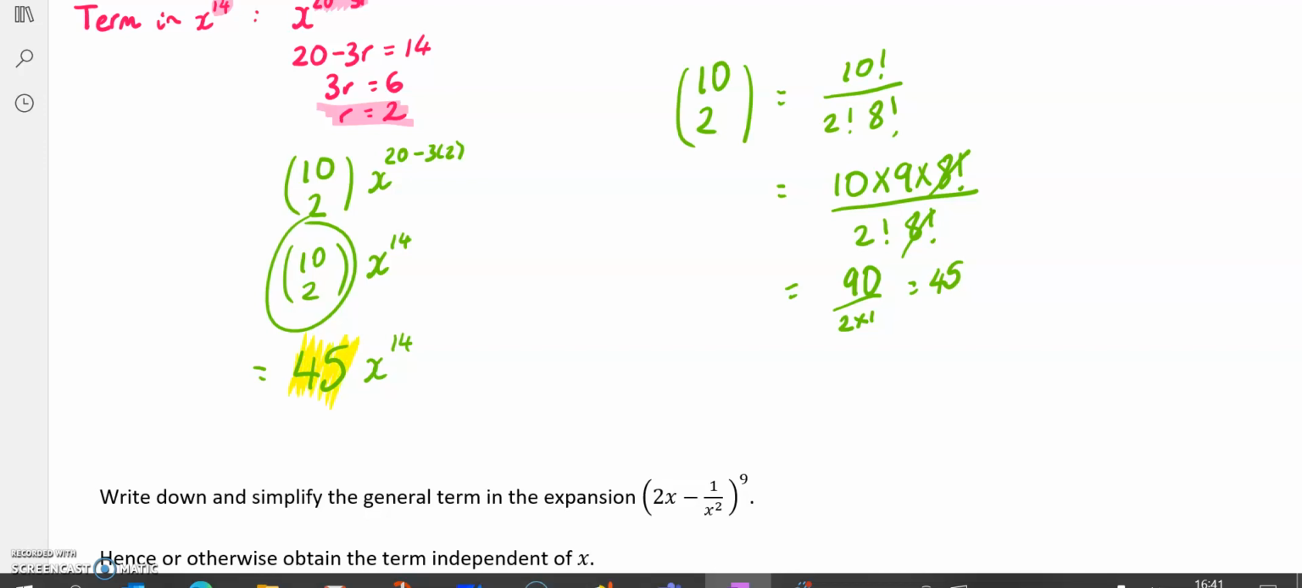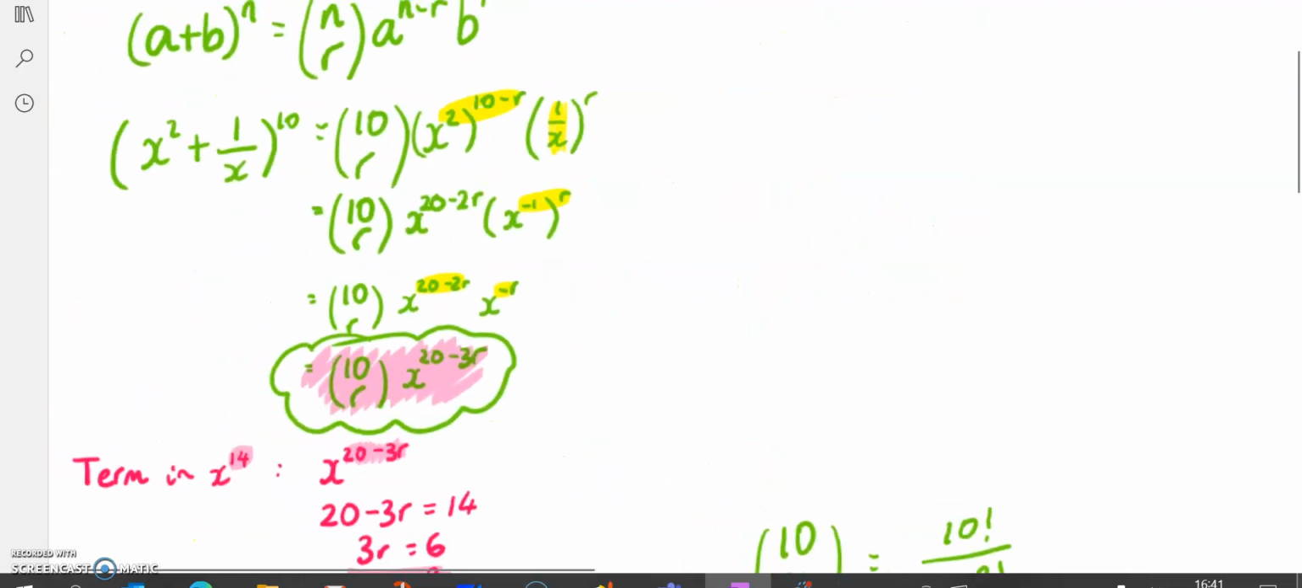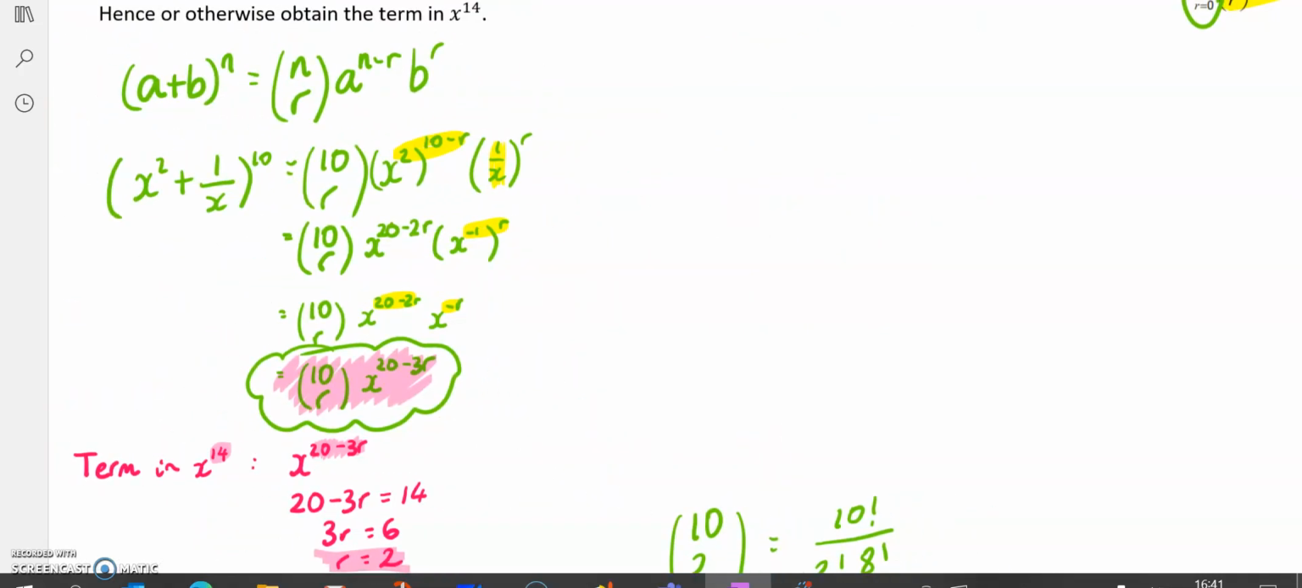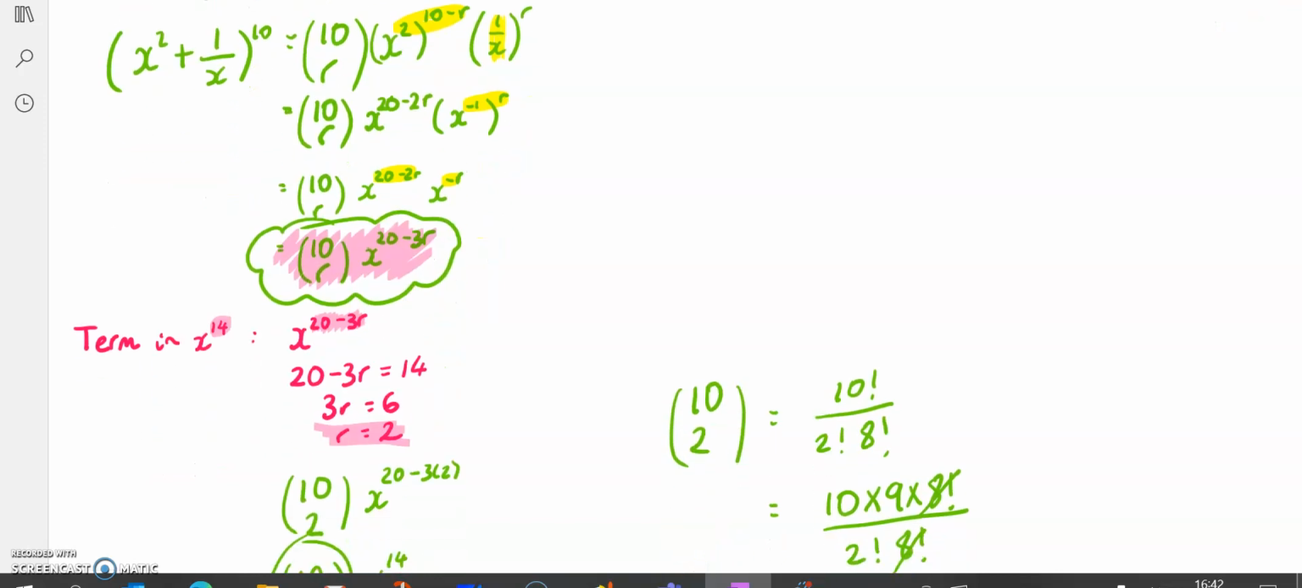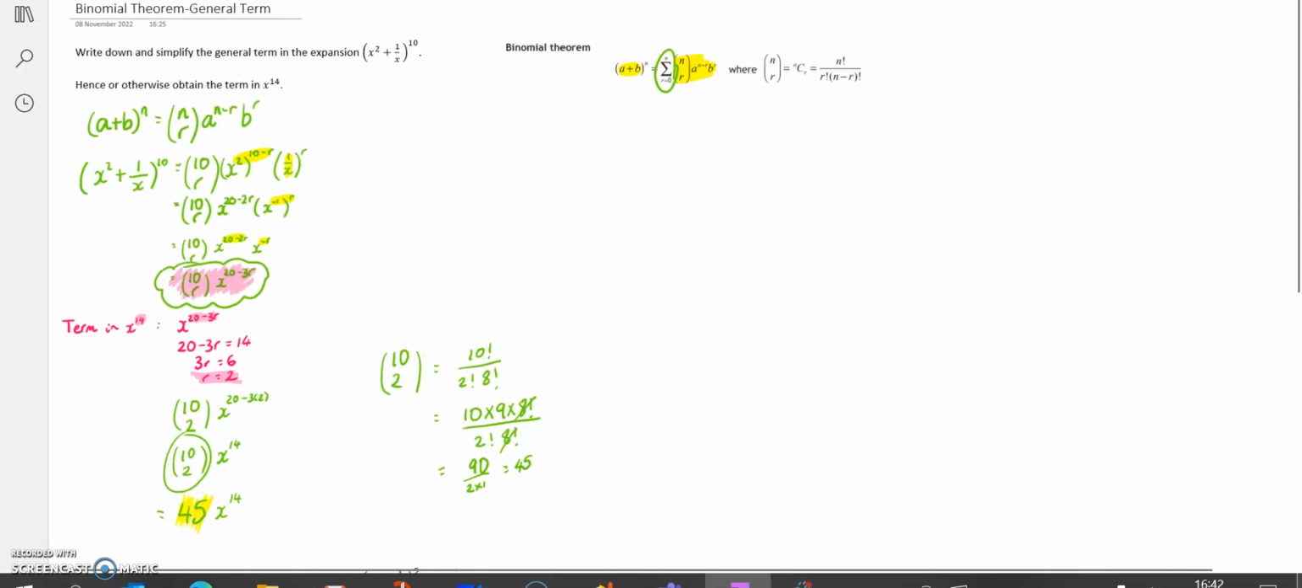Okay, so we take our binomial, we put it into the form here, we simplify letters, we simplify numbers, we get it to a stage where we've just got the x's together and the numbers together, and then we find the term that we're looking for. That was example 1. Example 2.